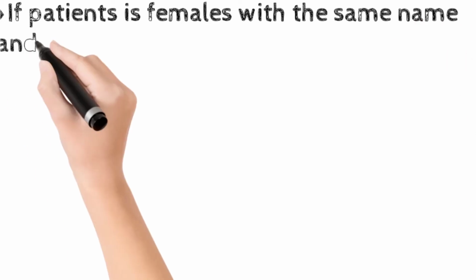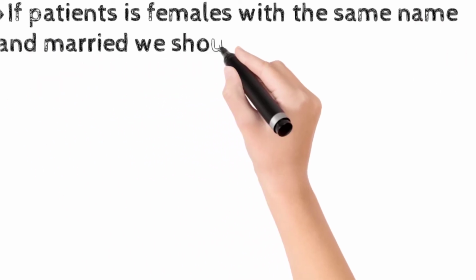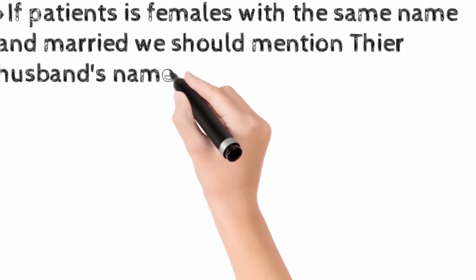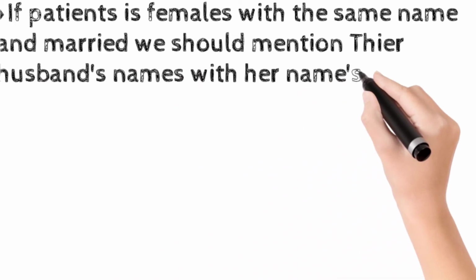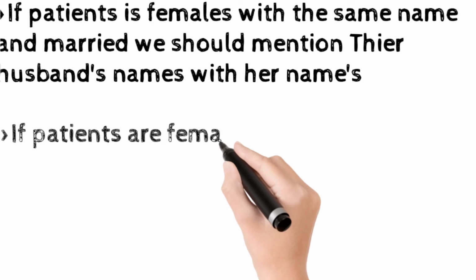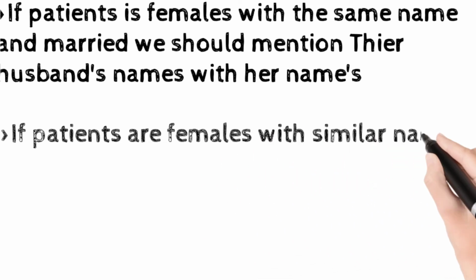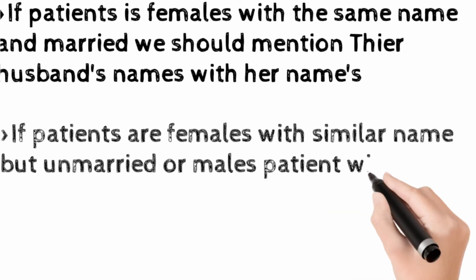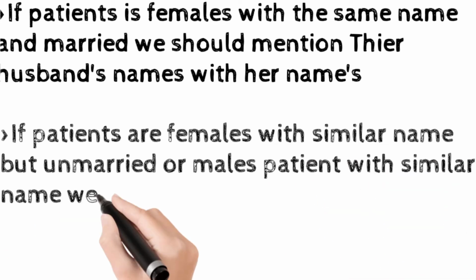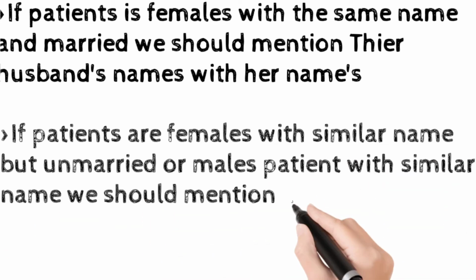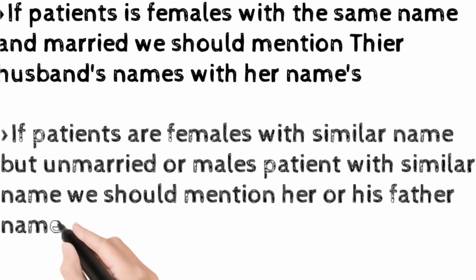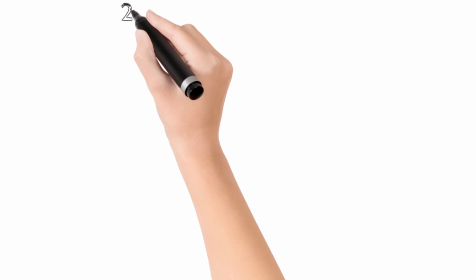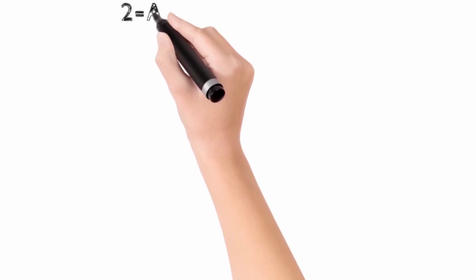If a patient is female with the same name but married, we should mention her husband's name with her name. And if patients are unmarried females with similar names, or male patients with similar names, we should mention her or his father's name with the patient name to avoid misunderstanding.